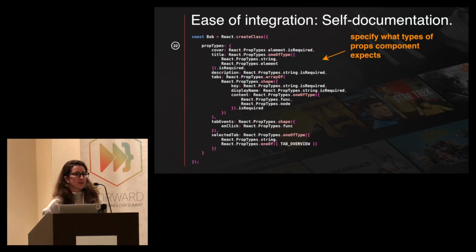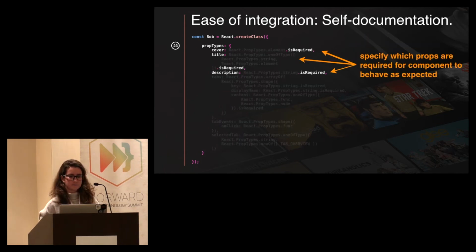So one of the first ways to make your component really easy to integrate with, or for other developers to understand, is to make it self-documenting. And this is something that React gives us as a framework. So basically, you can specify what your props should look like and what type they should be. So that's what we have on screen here, all the props for our example component. You can also specify which ones are required.